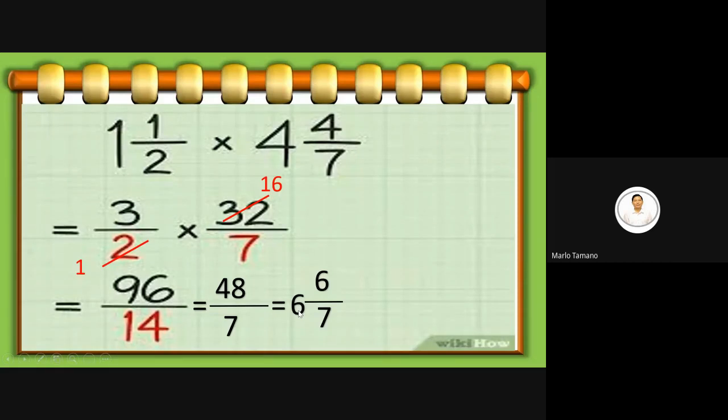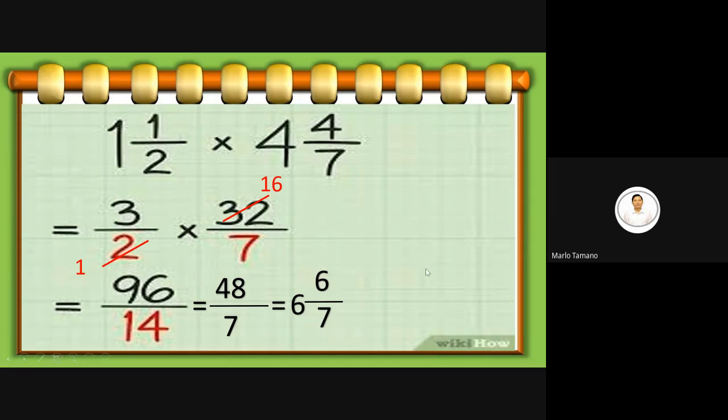So, 6 times 7 is 42. Ilan ang excess or remainder? Diba, 6? Opo, remainder. So, 6 and 6 over 7. That is your mixed number answer.